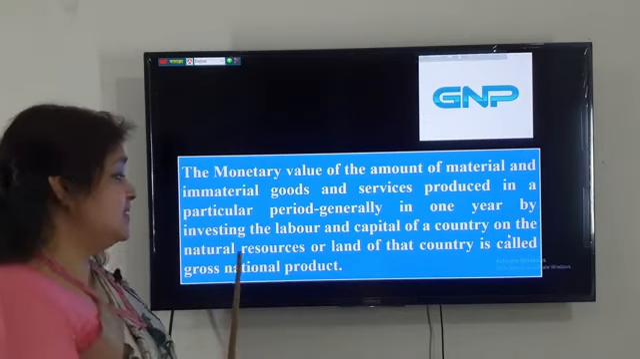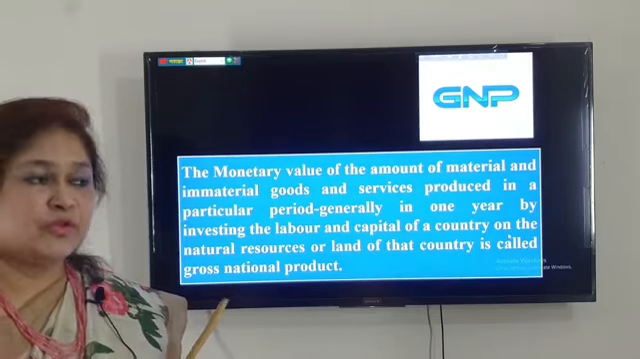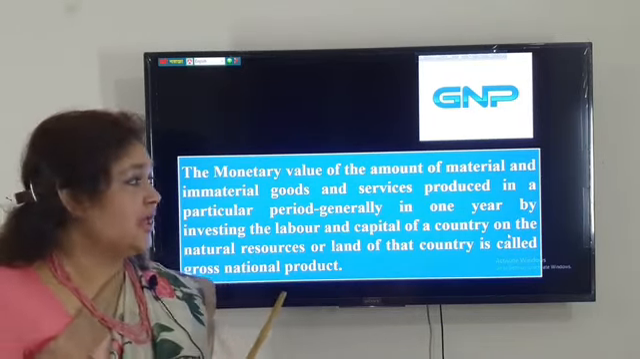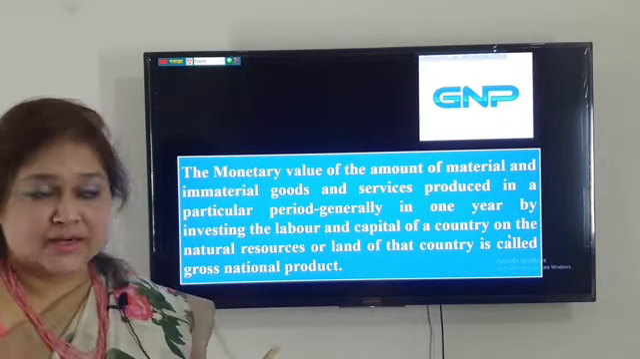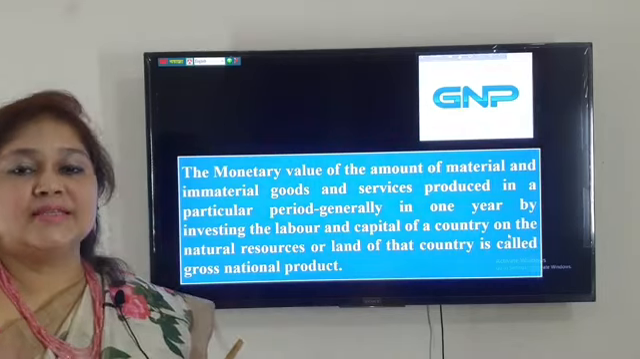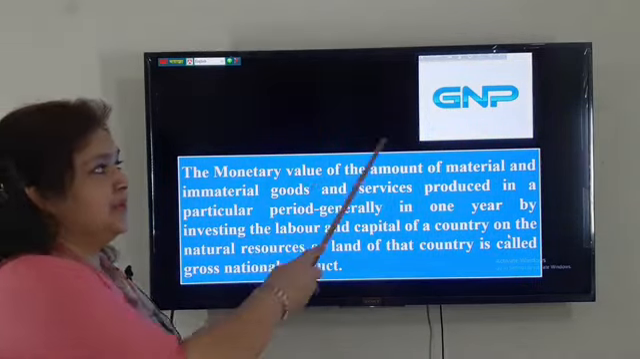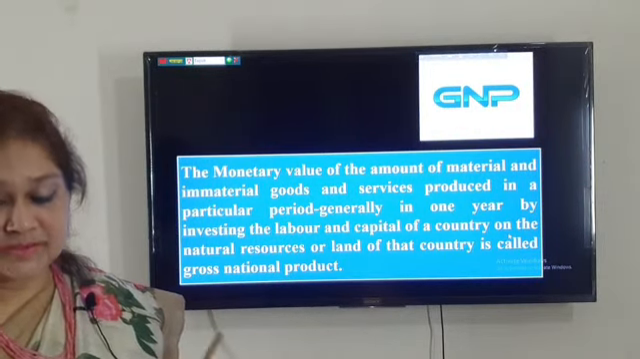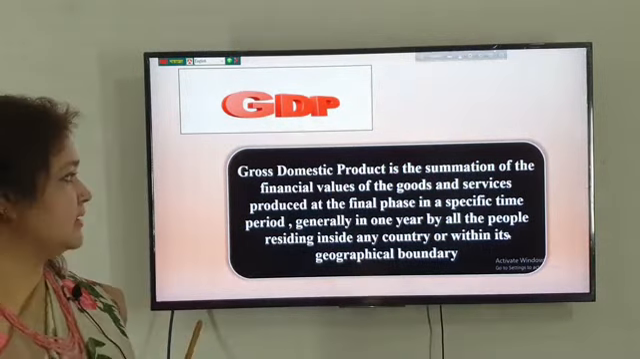Okay, and in GNP, the remittance, I mean those who live abroad, they are known as expatriates, and when they send money to our country, this money is known as remittance, and this remittance will be counted in GNP. Okay, then the definition of GDP, gross domestic product.